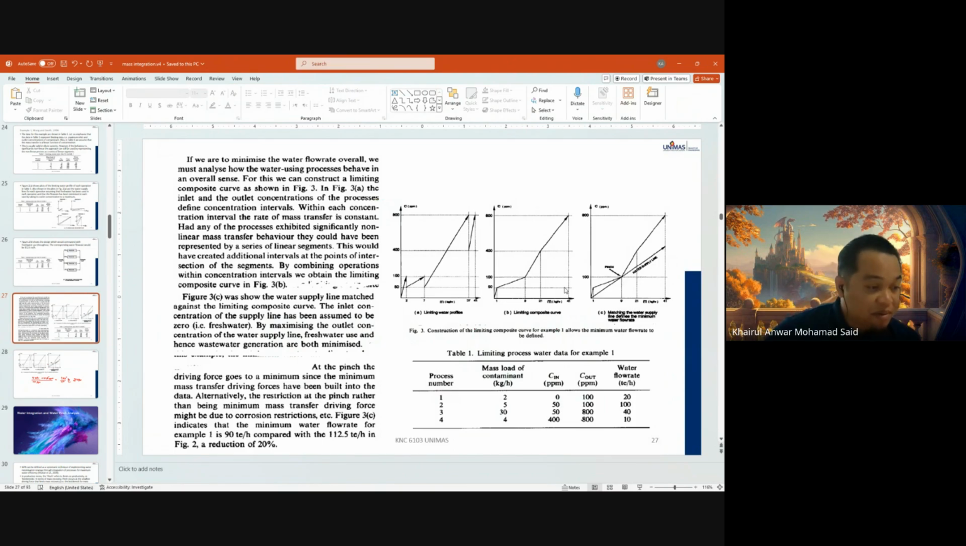So in this problem, using fresh water for every process requires 112.5 ton per hour of water. By constructing the LCC and pivoting our supply line to the pinch point, we can target a minimum flow rate of only 90 ton per hour. A massive 20% reduction achieved purely through optimal reuse.